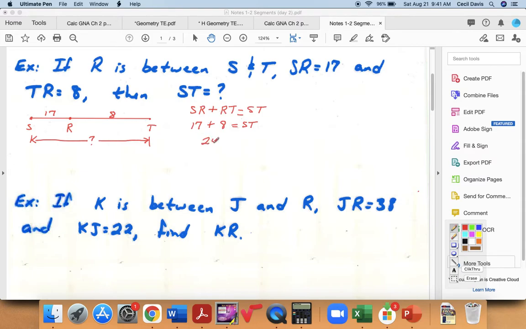And then you have 25 as the length of ST. Again, I strongly recommend that you do it this way. However, at the very minimum, I expect to see this part. You have to show me how it is that you're finding ST. If you're just writing down ST is 25, you'll get a point or so for finding the right answer, but you need to have work to go with that.